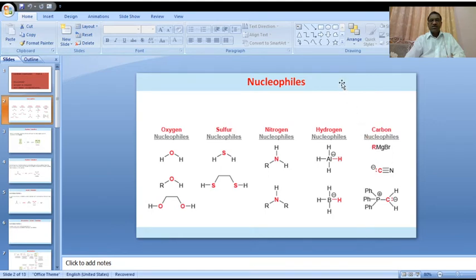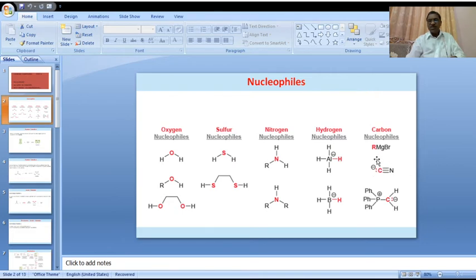Carbon nucleophile, as in the first slide reaction we discussed, with the use of a carbon nucleophile. A very good example is RMgX, the general formula of the Grignard reagent, alkyl magnesium halide. Is it clear? From this Grignard reagent, the R minus nucleophile generally attacks the carbonyl functional group.